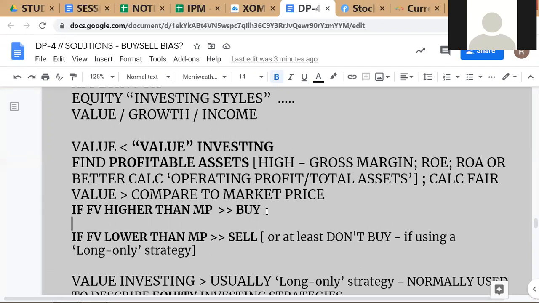So the point is this: you wait for a market to sell off, and then you find a company which is a highly profitable asset, but because of market panic, the market has sold off the asset too much and the price is much, much lower than the fair value estimate that you have. And then you pounce and you buy. That's value investing, basically.